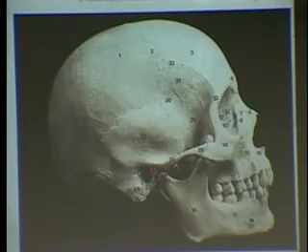This is which joint? What bone is this? Come on. Mandible. What bone's it articulating with? Temporal. So what do we call the joint? Temporomandibular. Say it. Learn to speak the language.